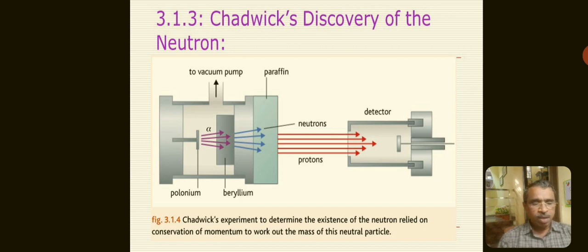For example, the helium atom has 2 protons in the nucleus and 2 electrons in the extranuclear portion. Therefore, the mass of helium must be twice the mass of the proton. But its mass was actually found to be 4 times the mass of the proton.